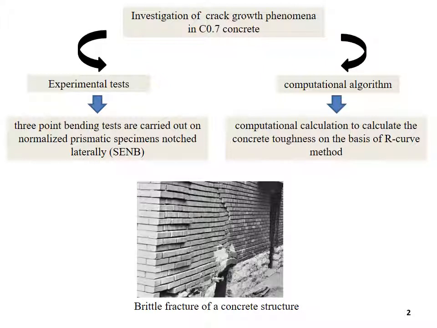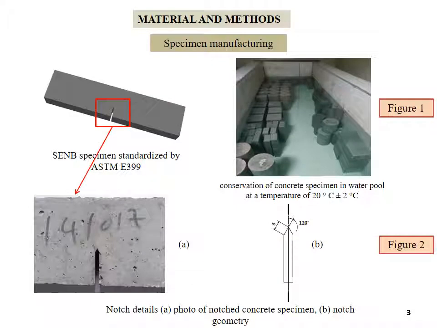Experimental tests and a computational algorithm are implemented to investigate crack growth phenomena in CO.7 concrete. Firstly, three-point bending tests are carried out on normalized prismatic specimens notched laterally. Then, a computational calculation was developed to calculate the concrete toughness on the basis of the R curve method, in order to determine the toughness of CO.7 concrete.